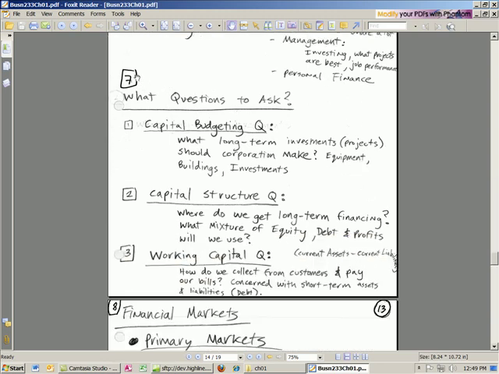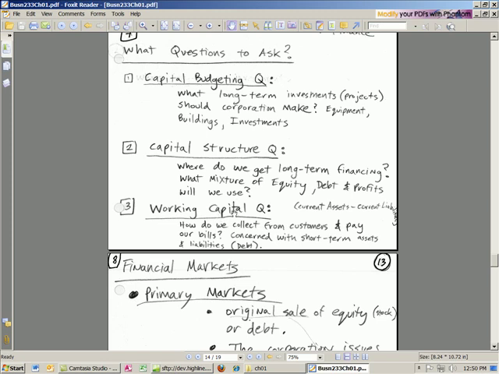What questions to ask? This is our 7th topic. Capital budgeting. All that means is what long-term investments, what assets do we buy? Equipment, buildings, investments. Capital structure. Is it debt? Is it equity, or is it our profits, right? Because guess what? When the company makes profit, you keep it as equity because that's the owners, right? So really, when you're doing capital structure, we're using new equity, new stock, debt, or our internal profits.